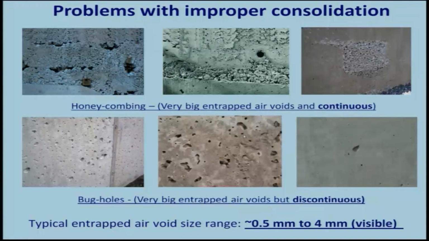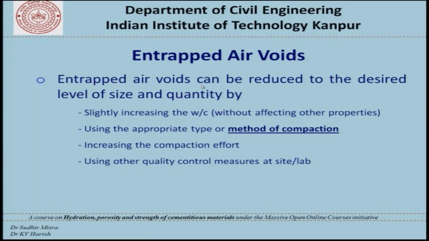In concrete or Portland cement based paste systems, we do not prefer honeycombing, we also do not prefer bug holes. Entrapped air voids obviously will be present, but it has to be in a certain size range. The typical size range that is acceptable is between 0.5 mm to 4 mm, and at this size range entrapped air voids are typically visible to our naked eye. Entrapped air voids can be reduced to the desired level of size and quantity by slightly increasing the water to cement ratio without affecting other properties.